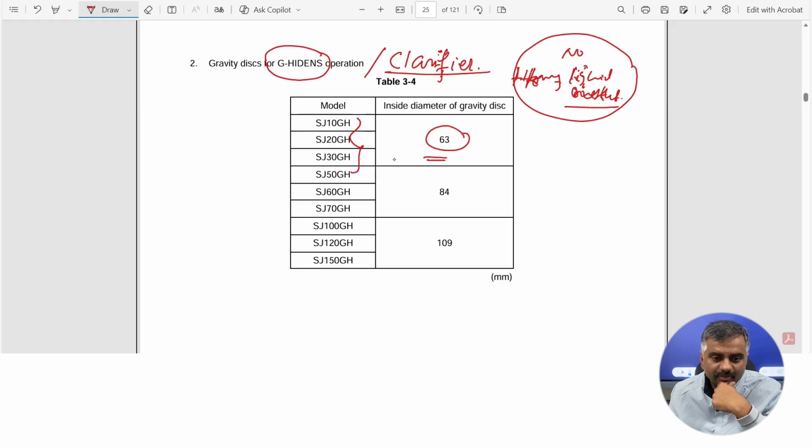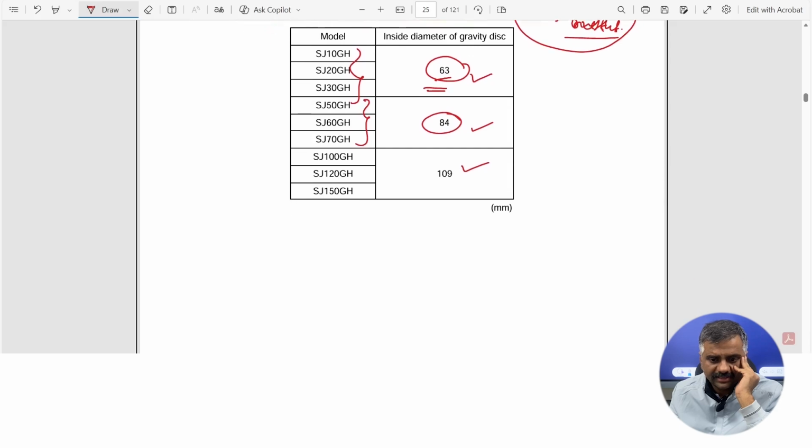Okay, so for the G Haydn principle, we have this number of sizes of gravity disk for SJ: 50, 60, 70 or 84 mm, depending on the treating capacity of the purifier. We have got the diameter of the gravity disk as decided by the maker. So only these are the gravity disks for the G Haydn system.